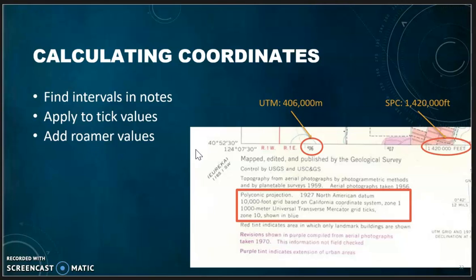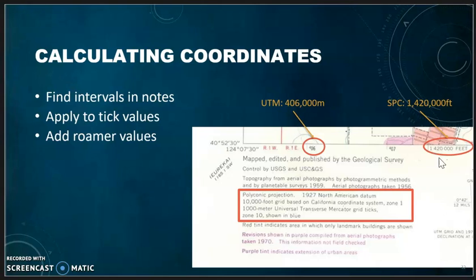And so we will be looking at our tick values. Here we know that our state plane system has 1,420,000 feet. Over here we have our UTM, which is 406,000 meters. So those are different, so pay attention. Feet, and then this looks different even. We'll get into this in just a moment, but here we have that denotation of feet, so we know that is our state plane tick mark.